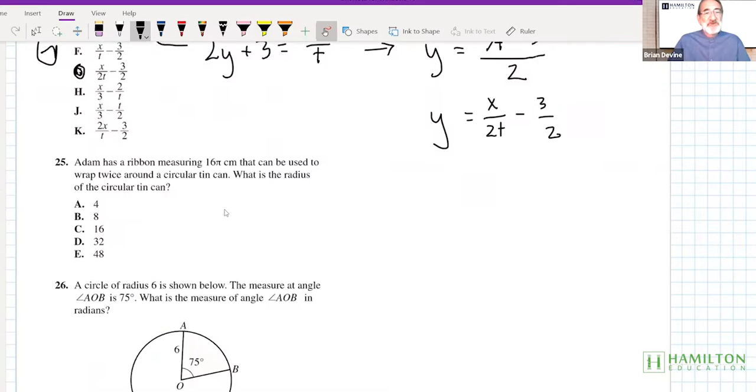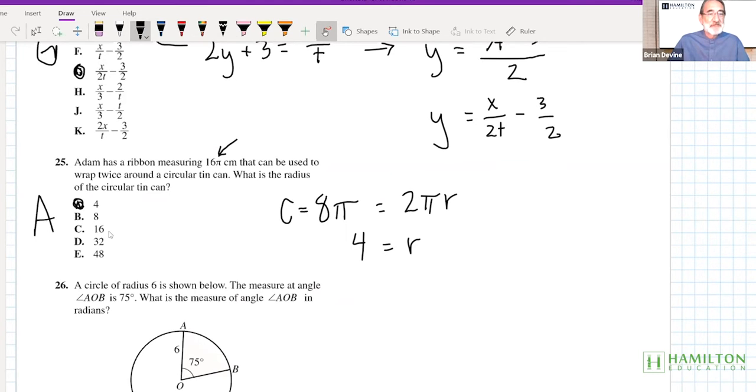is our answer. For number 25, Adam has a ribbon measuring 16 pi centimeters. And that can be wrapped twice around a circular tin. Well, that tells us that the circumference of the can is half of that. If it goes around twice, the circumference of the can must be 8 pi. And I know that this equals 2 pi r. Well, this tells me if I divide both sides by 2 pi, that the radius of this can must be 4. So A is the correct answer.